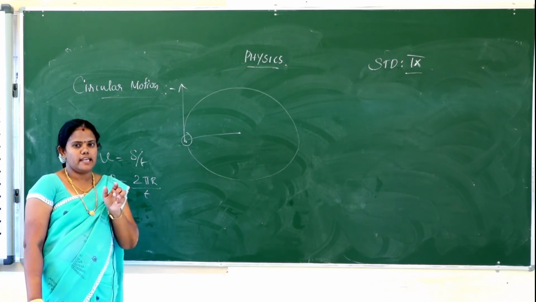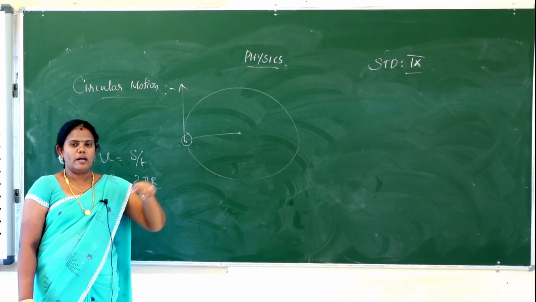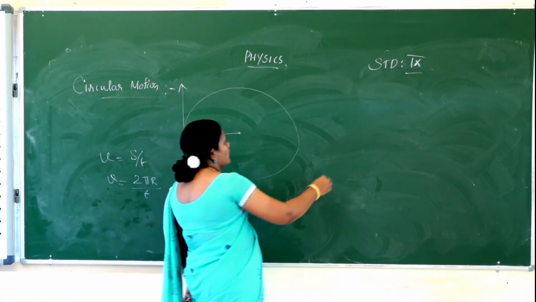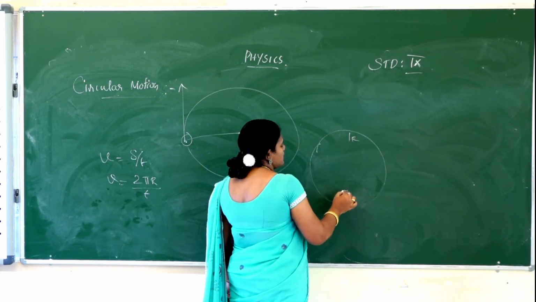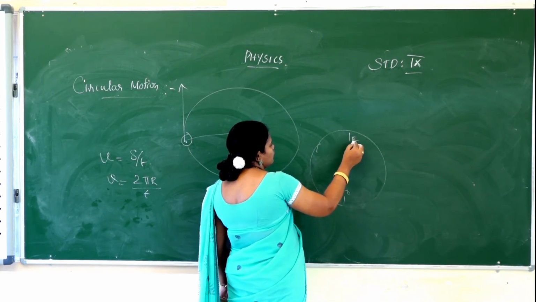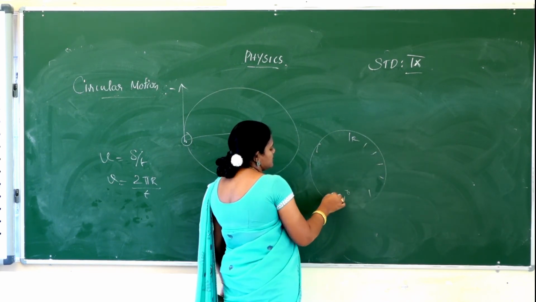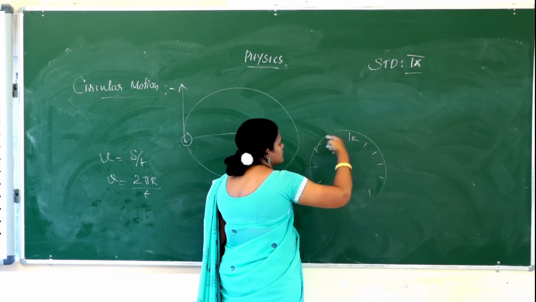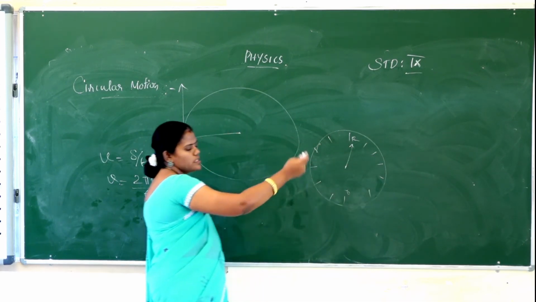The second hand in a clock rotates from 12 to 12, and that is called circular motion. The clock has 12 on the upside and 6 on the downside, and the second hand moves 12, 1, 2, 3, 4, 5, 6, 7, 8, 9, 10, 11, and that is called circular motion. The second hand moves in a circular motion.